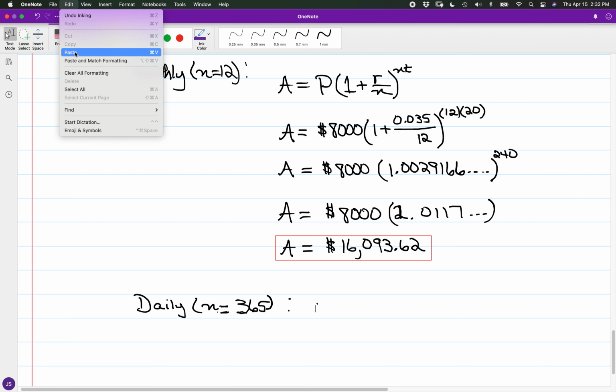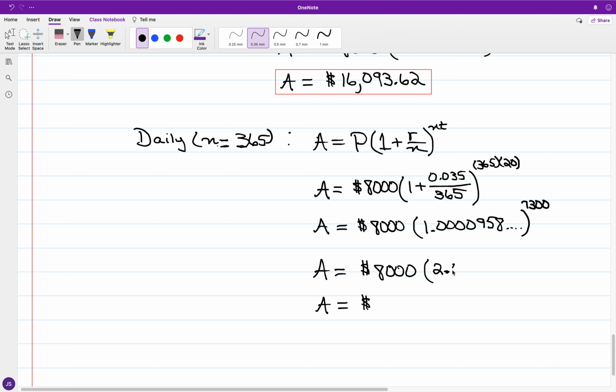But once we take it to this high power, this turns out to be even higher and above 2, so you have right at 2.01368 thereabouts, and multiply by $8,000. So for the grand total here, we have around $16,109.48.